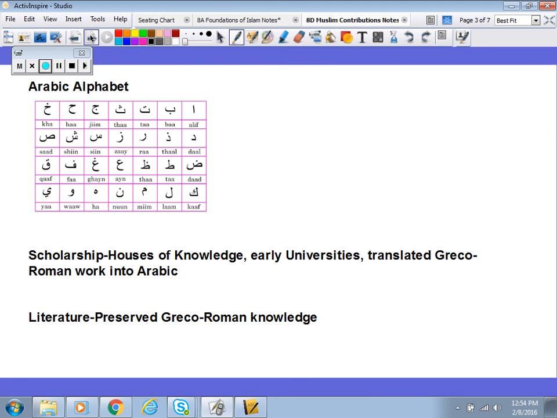So we're going to talk about the places that it's preserved. The Byzantines were one of the first places where it's going to be preserved, in Byzantine libraries. The Muslims are going to take it and preserve it as well. They translate it into Arabic. It gets stored in their houses of knowledge. That's how a lot of it will eventually be rediscovered in the Renaissance.